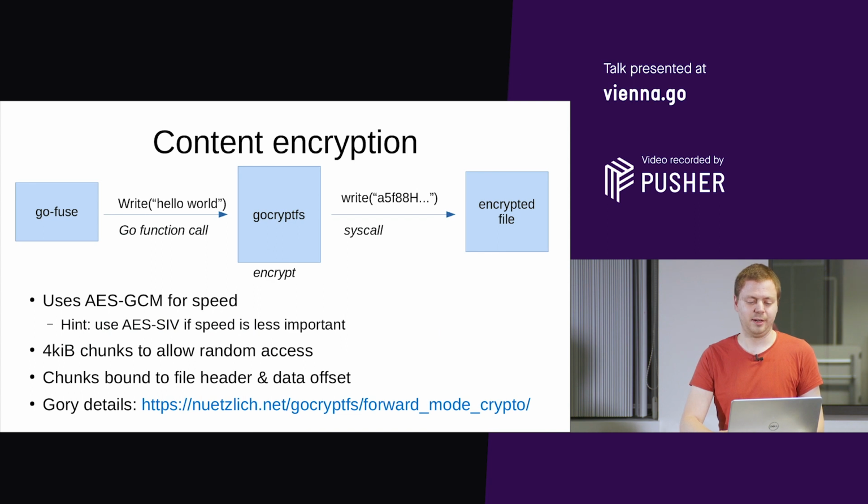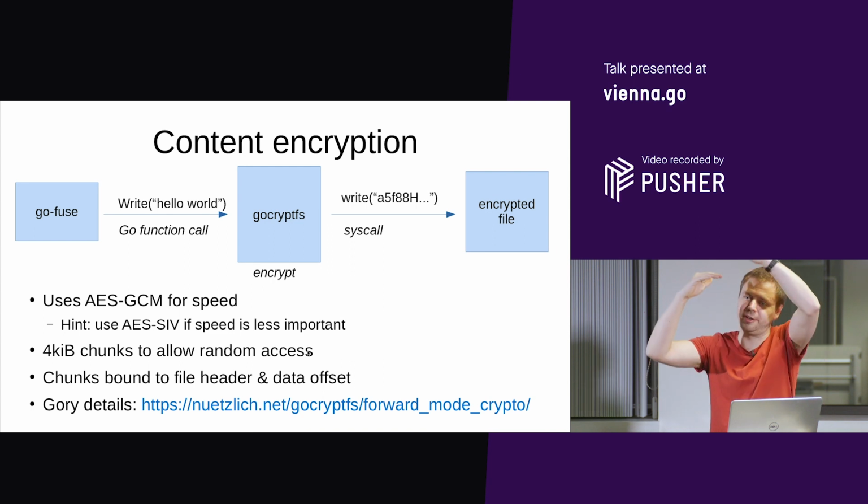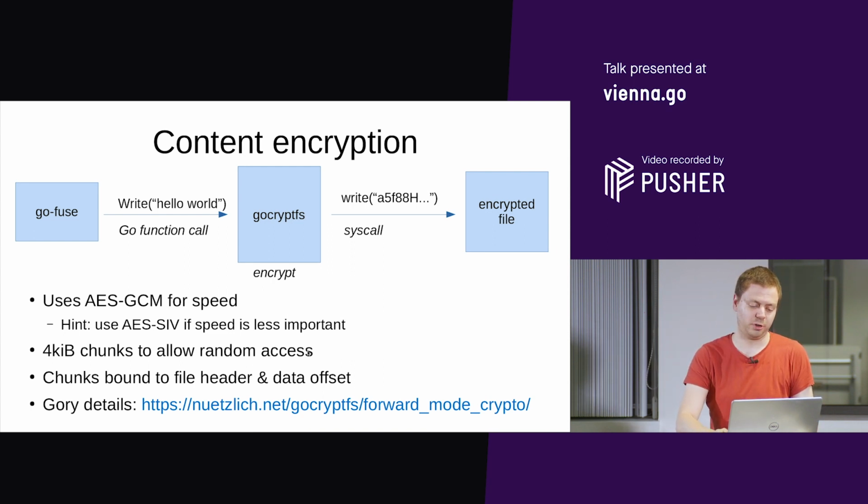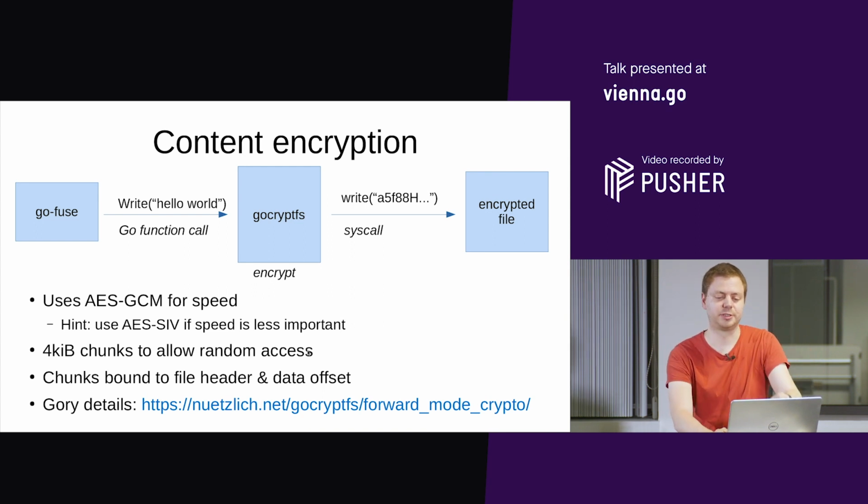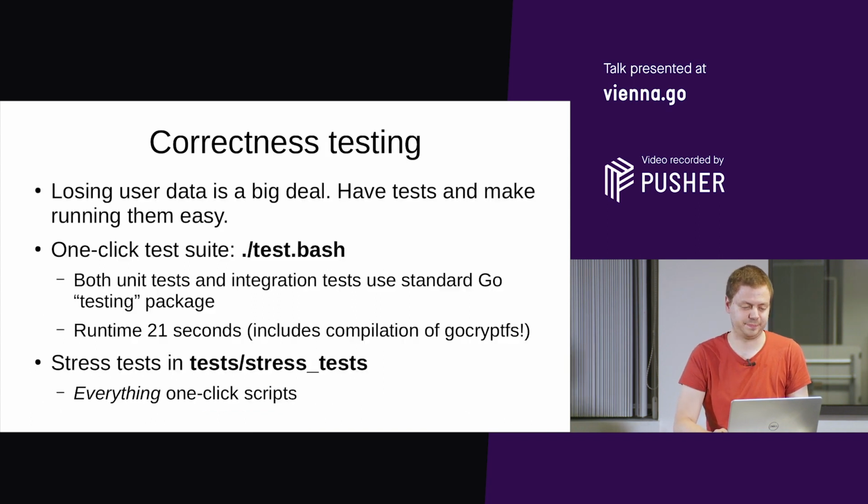Okay. For file content, we use the AES-GCM algorithm because it's very fast. And of course, to allow random offset, you have to segment the file into 4 kilobyte blocks and stuff. If you want all the details, it's on the gocryptfs website. By the way, the last slide will be a link section that has references to all the projects that are mentioned.